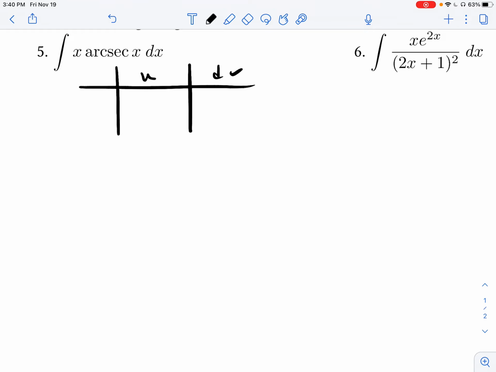U and dv: at first glance, you might think, oh, x is technically a polynomial function, so it would make a lot of sense to have that be our u here. Unfortunately for us, even though the higher order derivatives of x eventually get to 0, that means dv would be arcsecant, and integrating that is pretty unwieldy. So instead, I am going to have u be my arcsecant of x, because I know that derivative pretty easily. That's just 1 over the absolute value of x times root x squared minus 1. dv, on the other hand, is going to be x, and that's easy to integrate. That's x squared over 2.